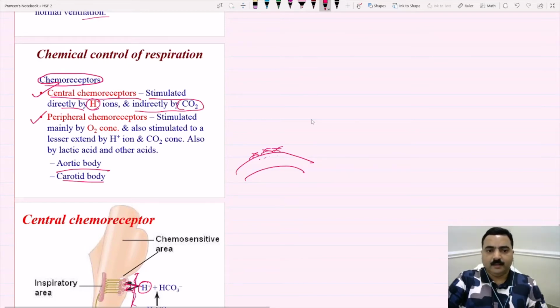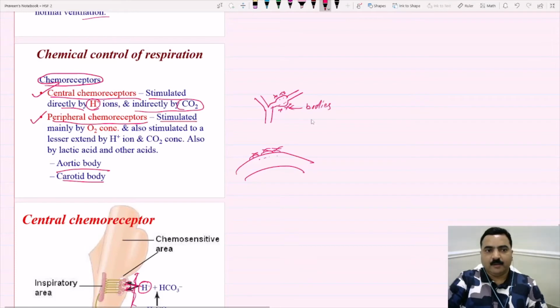And also at the carotid body, you have the bifurcation and the carotid sinus. Outside of these you will see the carotid bodies, not inside. Inside you have the baroreceptors, outside you have the carotid bodies. These are the locations where you have the peripheral chemoreceptors.